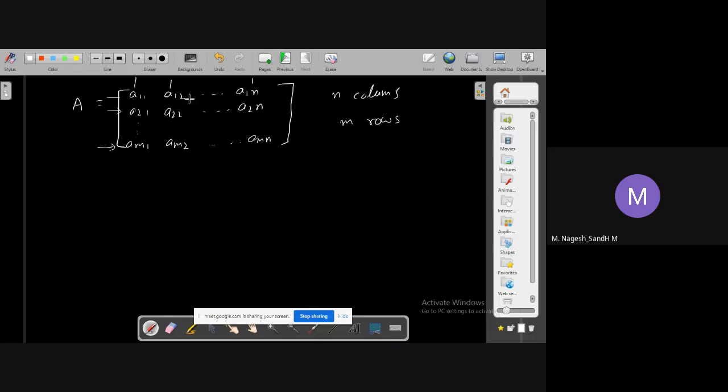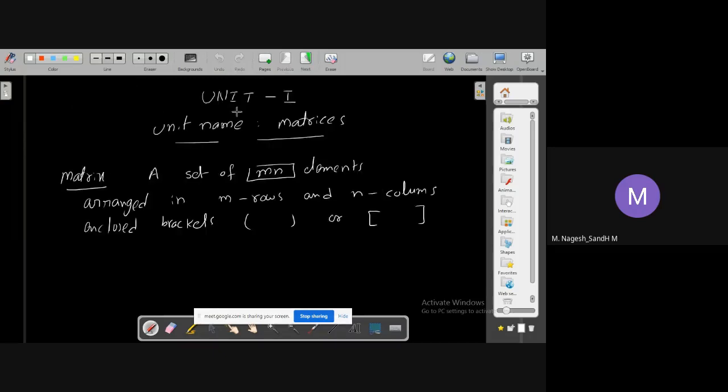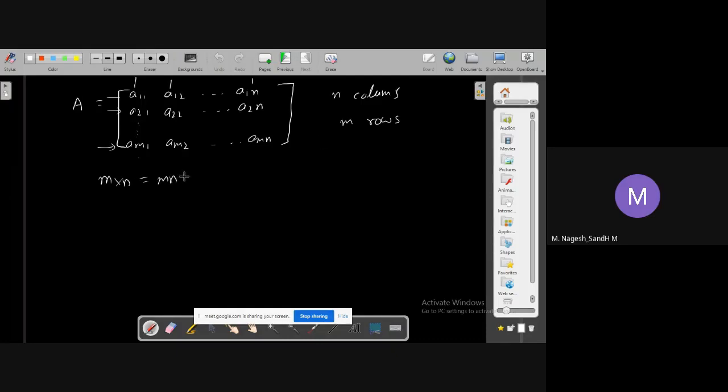So total how many elements are present? 1, 2, 3 up to so on n, and 1, 2, 3 up to so on m. So m into n, that is mn elements will be present. That's the reason in the definition we have written a set of mn elements. The matrix order is denoted by m cross n. For example, take 1, 2, 3, 4, 5, 7, 8, 8, 9. How many rows? 3 rows, 3 columns.